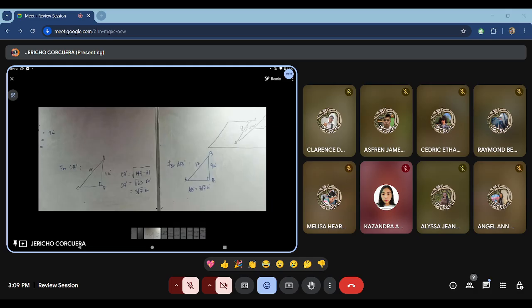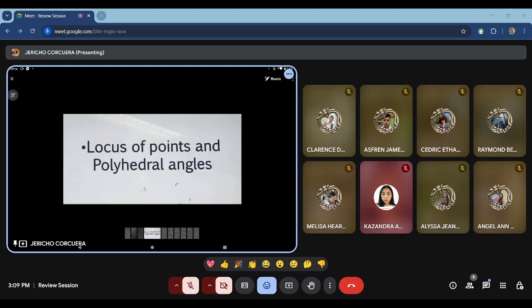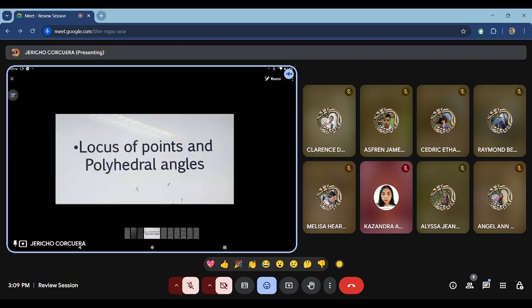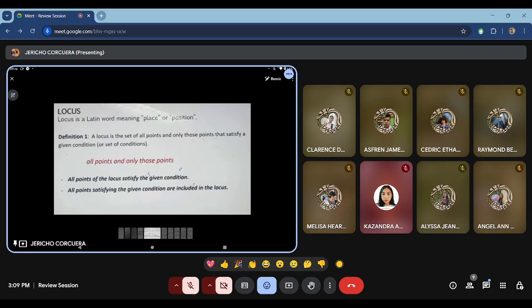Okay, that's it. So now we are going to the locus of points and polyhedral angles. So what is a locus? Locus is a Latin word meaning place or position. Since we're talking about locus of points, we are talking about the position or place of the points in the figure.